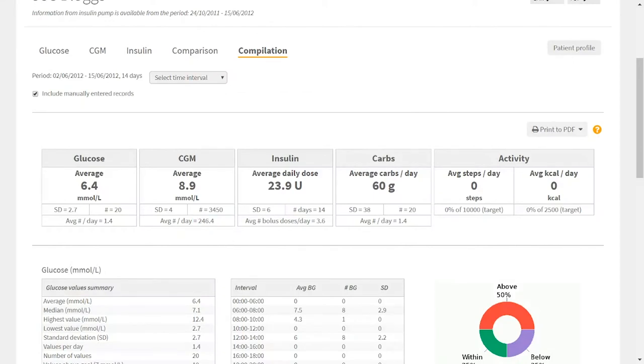You get the same information for insulin and carbs as well. So this can be a good indication, for instance, looking at insulin, whether a patient is fluctuating a lot, whether they're having a lot of bolus or basal, and you can get a good indication just from these figures here as to how a patient is behaving.